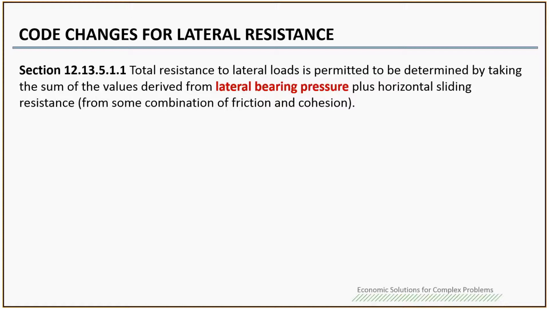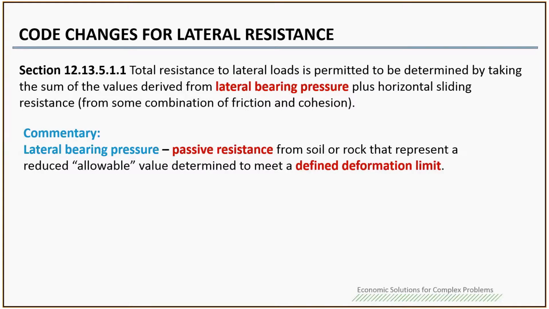The interesting thing is what I highlight in red: lateral bearing pressure. So the immediate question is, what is the lateral bearing pressure? We know the vertical bearing pressure, basically the bearing capacity of the foundation. So here is what I found from the commentary. The lateral bearing pressure is a passive resistance from soil or rock that represents a reduced allowable value determined to meet a defined deformation limit.